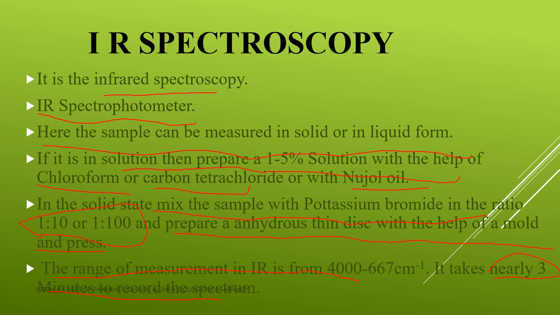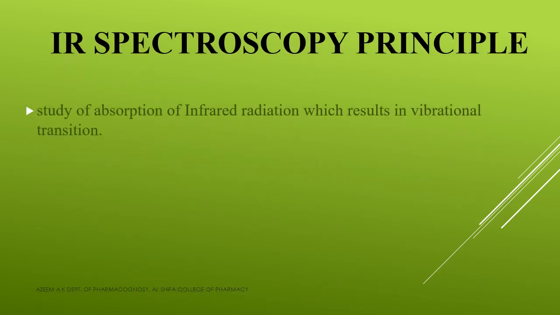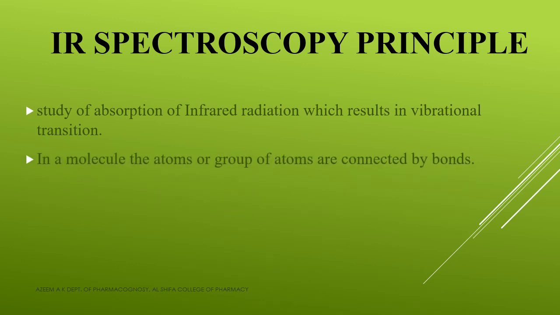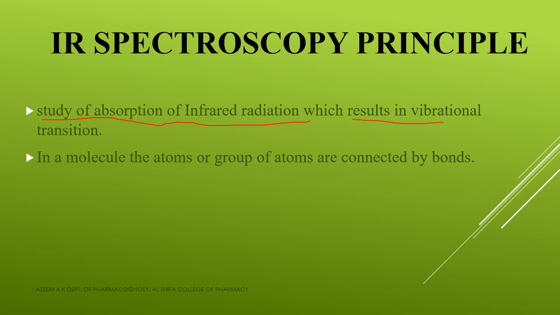Clear? Now, let's look at the working principle. So IR spectroscopy is concerned with the study of absorption of infrared radiation. When a substance absorbs this infrared radiation, it may result in vibrational transition. So IR spectroscopy is concerned with the study of absorption of IR radiation, that is infrared radiation, and that results in vibrational transition. And in a molecule, the atoms or group of atoms are connected by bonds.